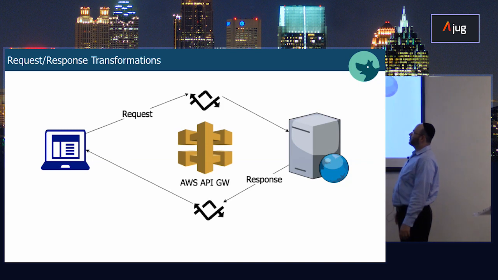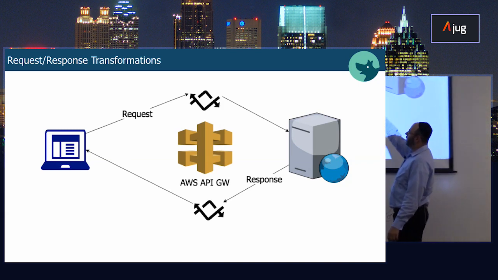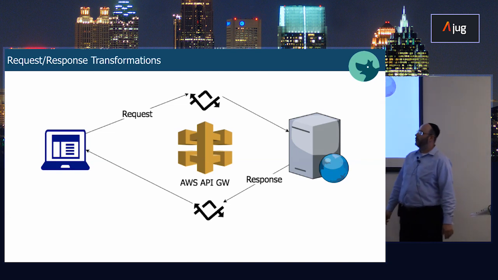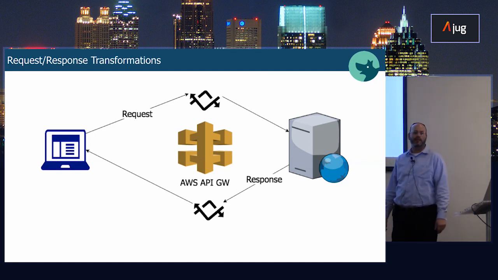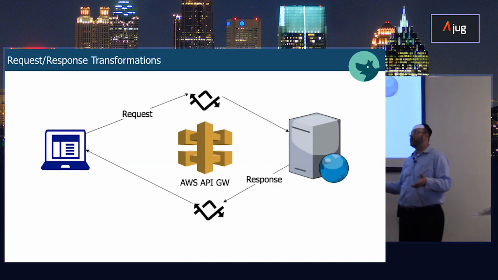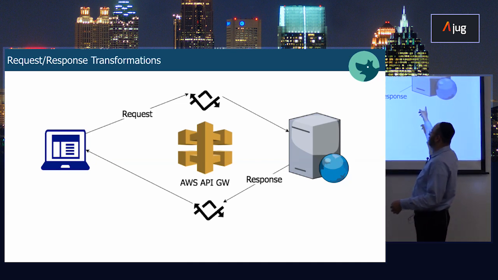Here's the next use case. You can transform the request or transform the response on the way out through AWS API Gateway. It's got a pretty nice DSL for transforming the requests and responses. Now, why would you need to transform the requests and responses from the service?